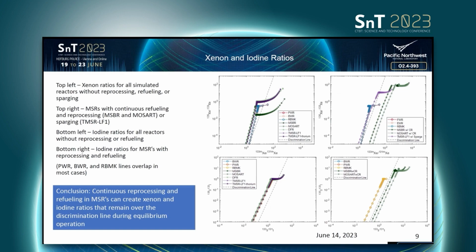The MSBR and Mozart start on the right of your discrimination line and stay there. They do not move across when they hit equilibrium. They just stay on the right side of the discrimination plot. And this is of concern. Abatement is going to be really important if a reactor is operated in this manner with continuous reprocessing and refueling. It could really complicate the backgrounds for the IMS stations. So, in conclusion, continuous reprocessing and refueling in MSRs can create xenon and iodine ratios that remain over the discrimination line during equilibrium operation. Thank you for your attention.